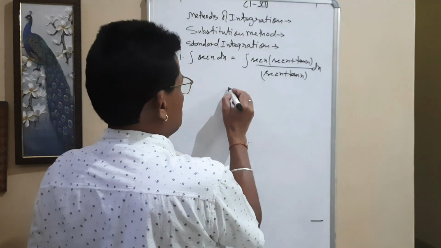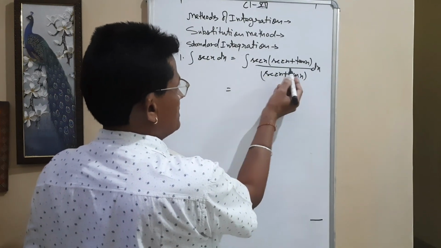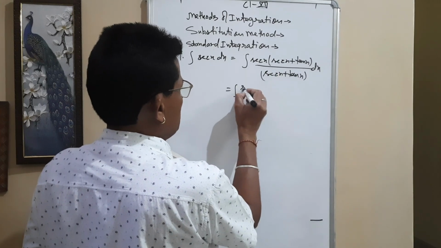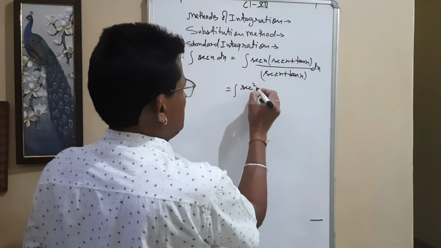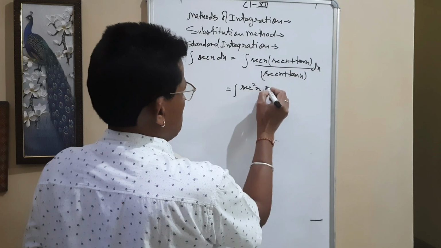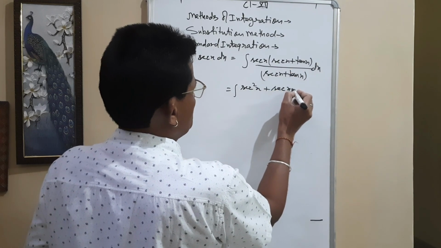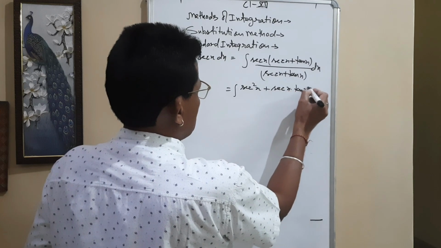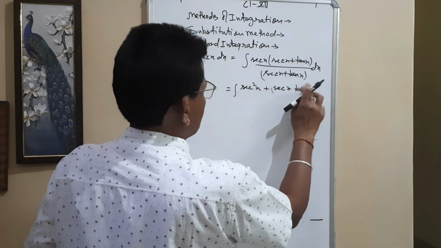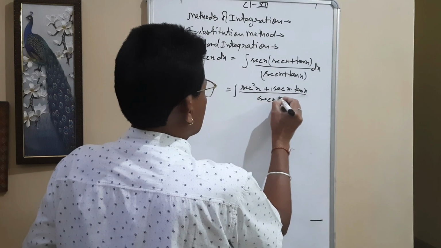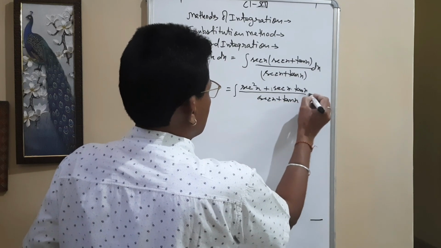I have multiplied by sec x plus tan x in the numerator and denominator. In my previous video, I have discussed this question. The numerator becomes sec x into tan x, multiplied by sec x plus tan x dx.